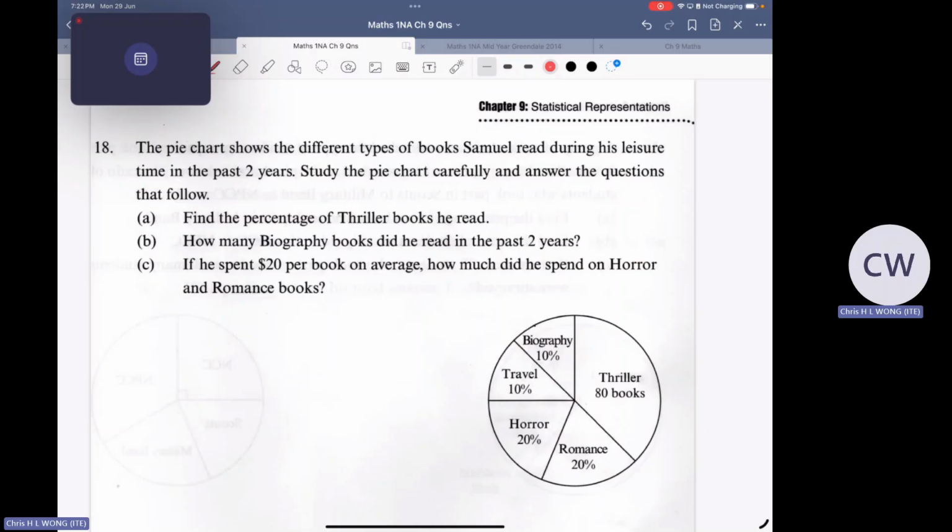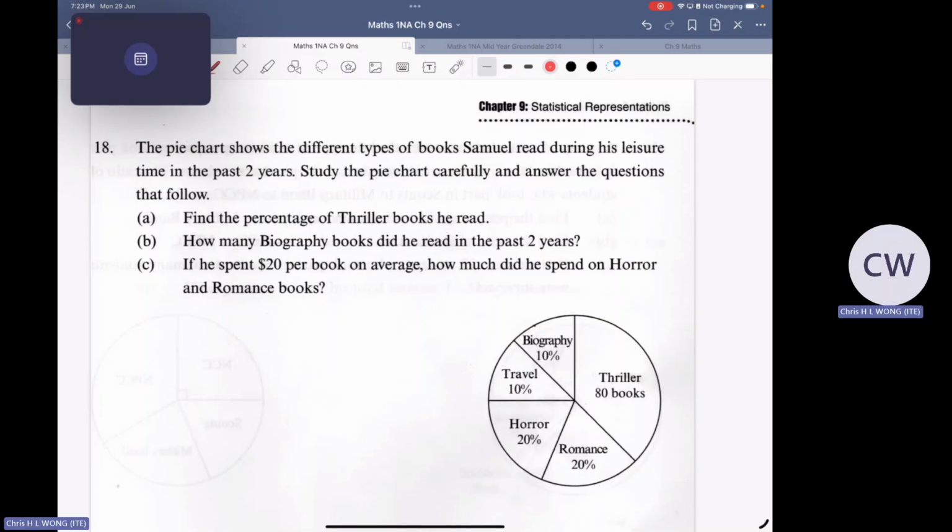Now look at this and see what they want. The pie chart shows the different types of books Samuel read during his leisure time. So it is about this person, Samuel, and his leisure time, like for the past 2 years. Now just look at the pie chart carefully. Answer the questions. First question.